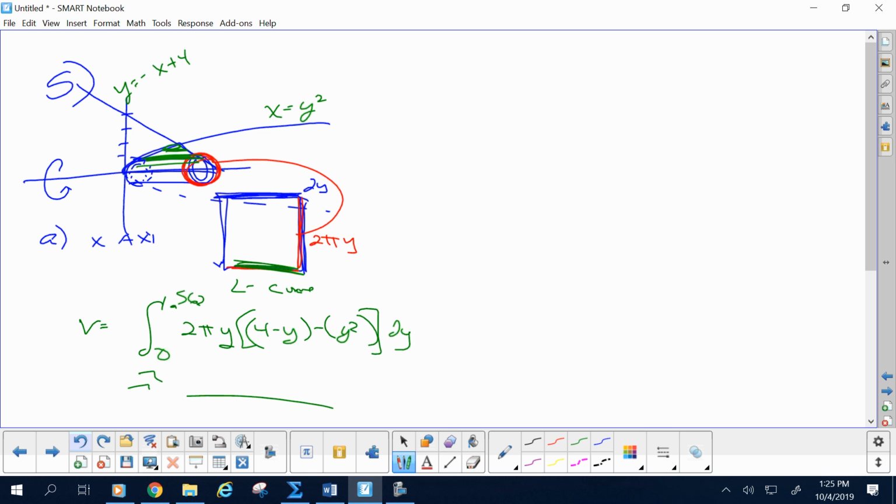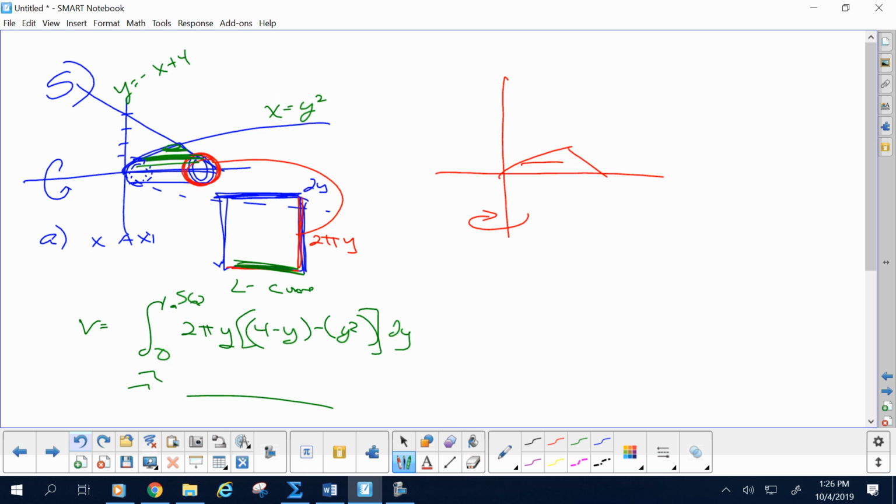Are we good? Okay, now B. B is if I take this region and go around the y-axis. Now, has the fact that x stinks changed? No, the fact that x stinks is still there. It's still 2 integrals if I use x. I don't want to use x. I want to use y.